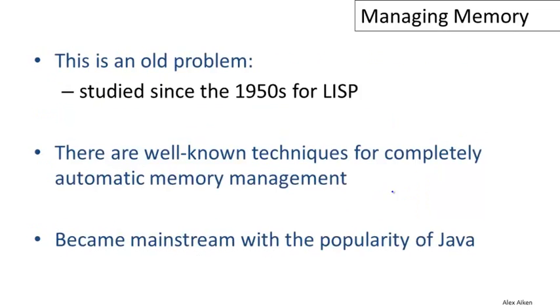So this is a very, very old problem. It's been studied since at least the 1950s. It was first thought about carefully in Lisp. And there are some well-known techniques for completely automatic memory management, so you don't have to manage memory yourself. This only became mainstream in the 1990s, with the popularity of Java. Prior to that time, there was really no mainstream language that used automatic memory management. So it's really just in the last almost 20 years that garbage collection and automatic memory management in general became a popular mainstream programming technique.